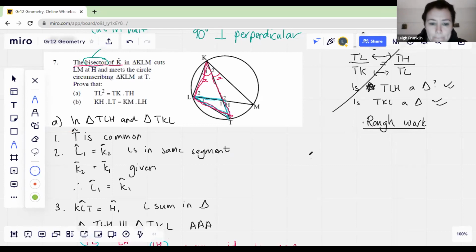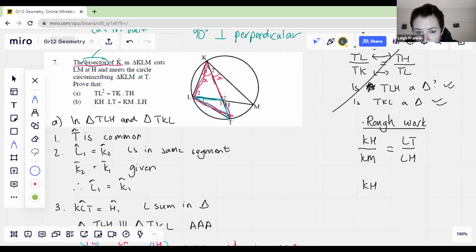Any ideas? Okay, so Chad says KH over KM equals LT over LH. Okay, Benedict says something different. Benedict is saying KH over LH is equal to KM over LT.